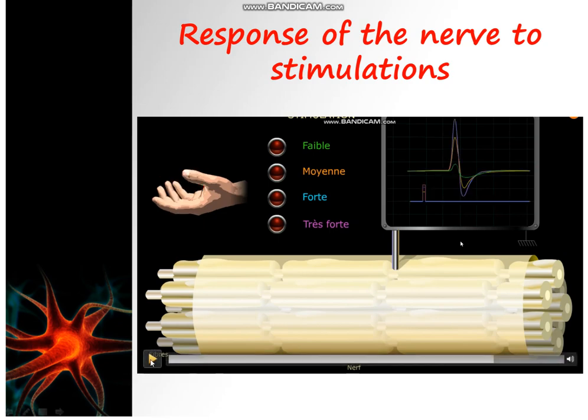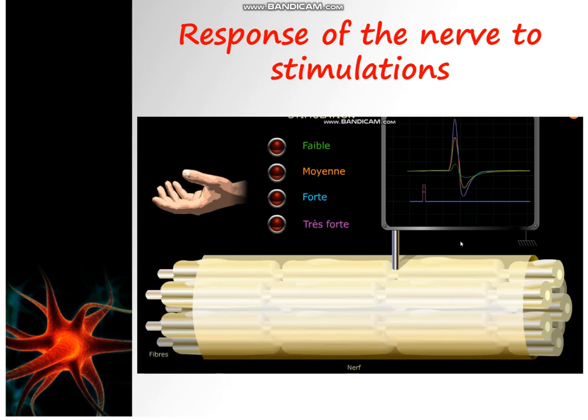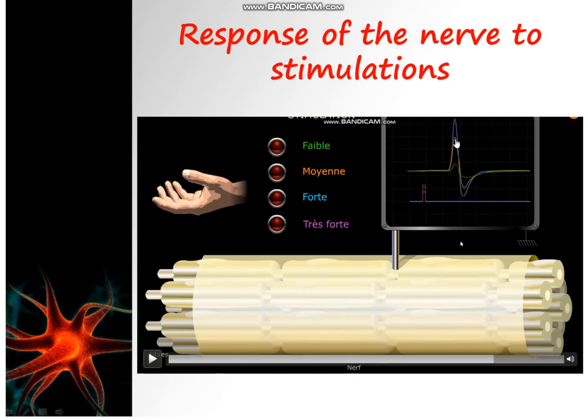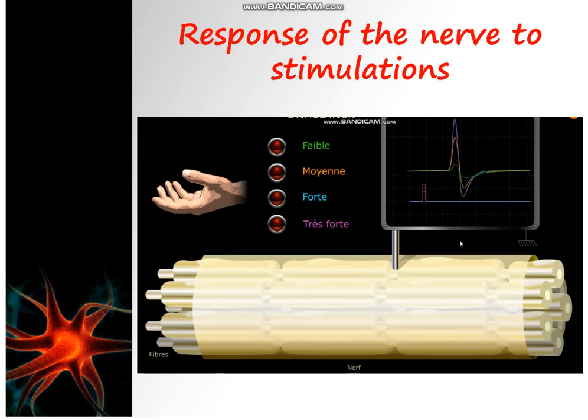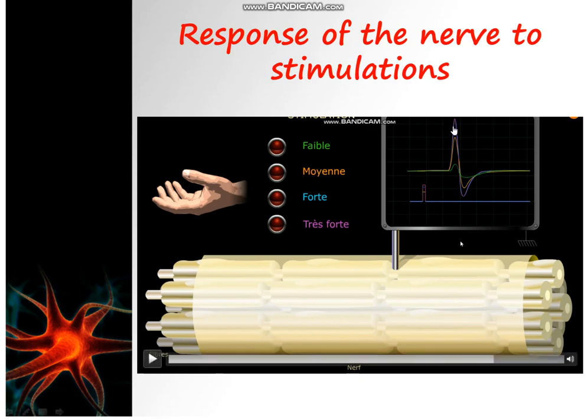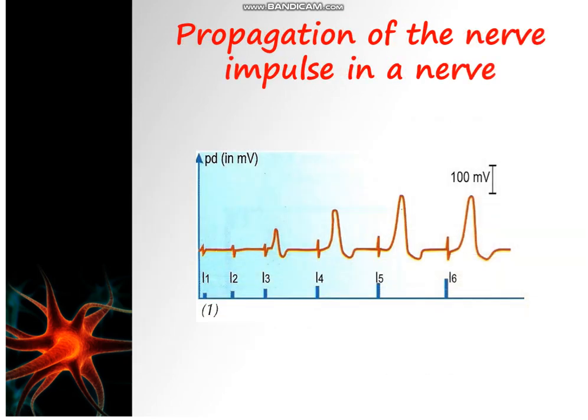This is the recording obtained. The green curve is for the weak intensity of stimulation, the orange one is for the moderate, and the 2 other curves are for the strong and the very strong intensities of stimulation, and they are the same. They have the same amplitude.